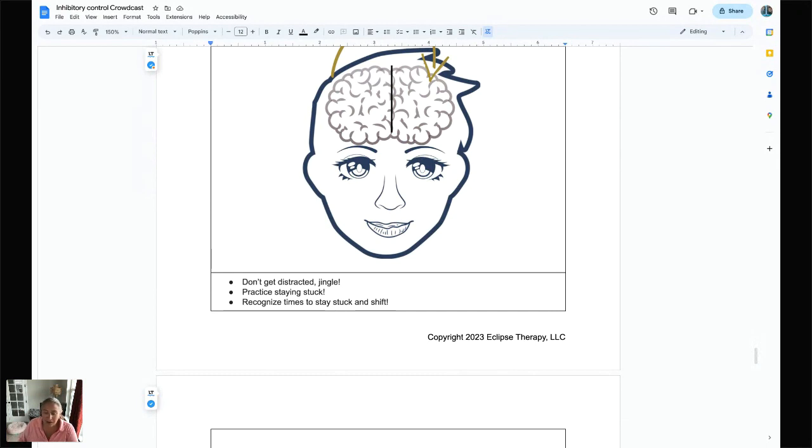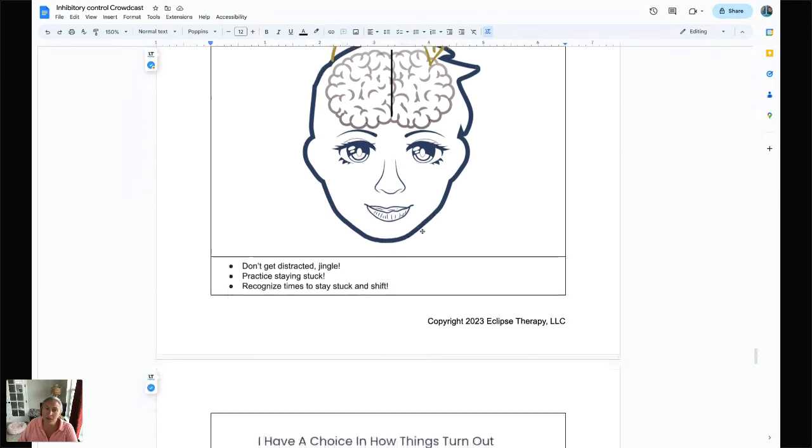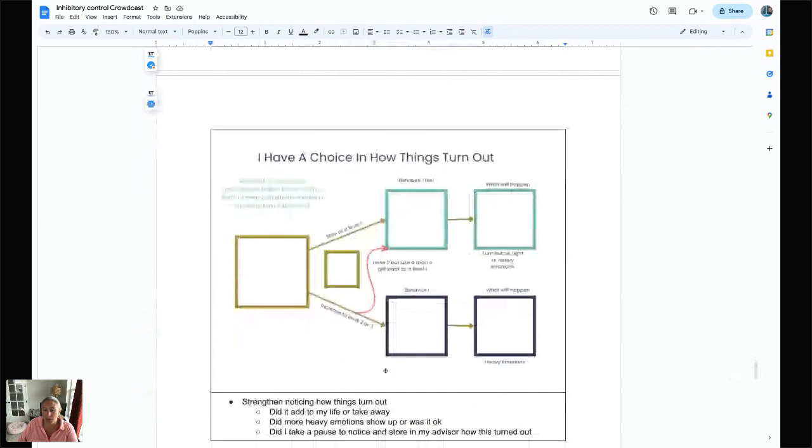Practice staying stuck and recognizing times to stay stuck, like we just talked about. And then here's that behavior map that you can talk through with that emotion sheet, right? All of these things go together. We teach these skills in isolation, but then we've got to teach them how to use them all together. Our lives don't happen in that linear ABC, antecedent, behavior, consequence. It happens in multiple contingencies around us all the time.